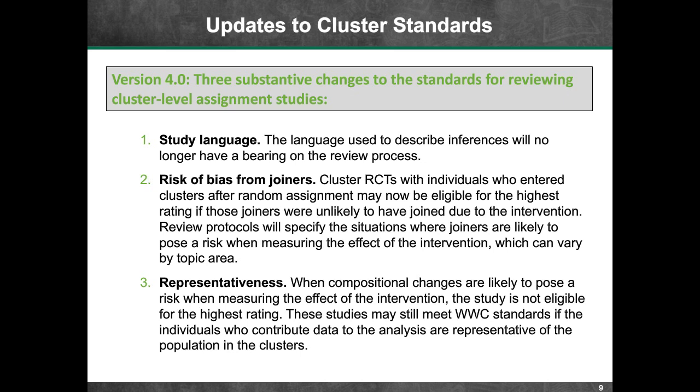In a cluster randomized control trial that assigns schools to conditions, this means that enough of the students present in the schools at the time that outcomes were measured must contribute data to the analysis so that the study can credibly measure the effect of the intervention on the clusters, including its effects on where students attend school. The WWC Standards Handbook provides details on these standards and requirements for the cluster-level assignment studies.